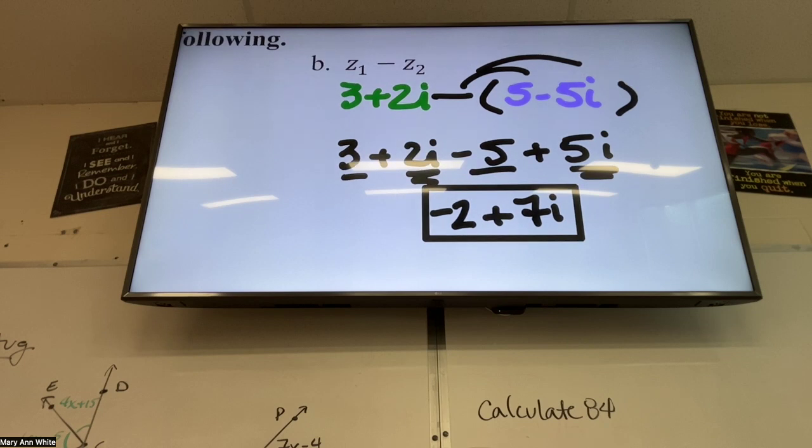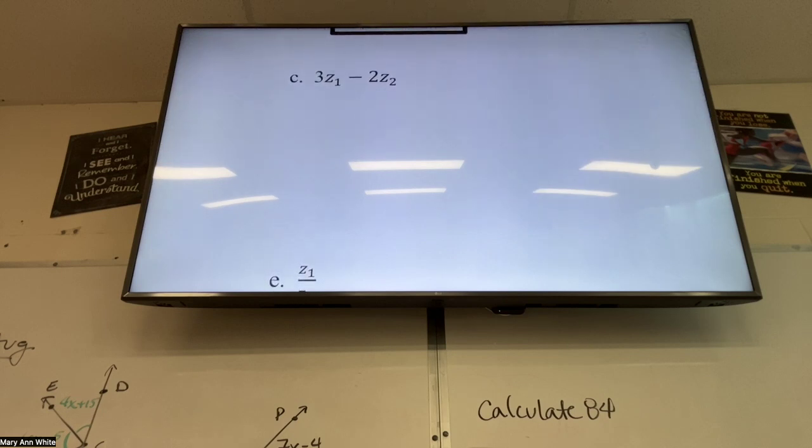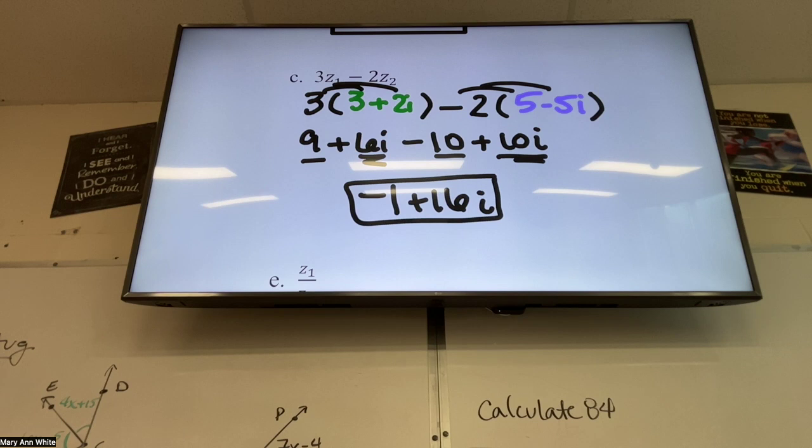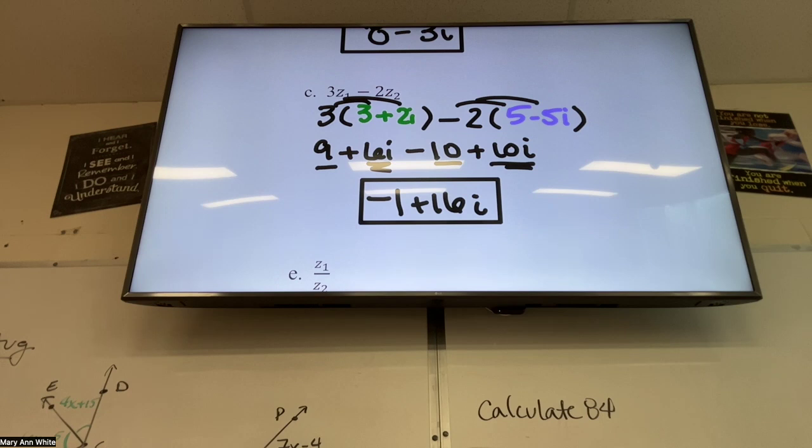Everyone good so far? This is easy, right? Nice little change of pace. Letter C is very similar. We just have to multiply by a factor and then subtract them. So we can set that up just the same way we did everything else. 3 plus 2i, and then 5 minus 5i. You probably can do that on your own. Distribute, combine. Okay, and then the last two are multiply and divide, and they're basically the same skill. Everybody good with the adding, subtracting, multiplying just by a factor?